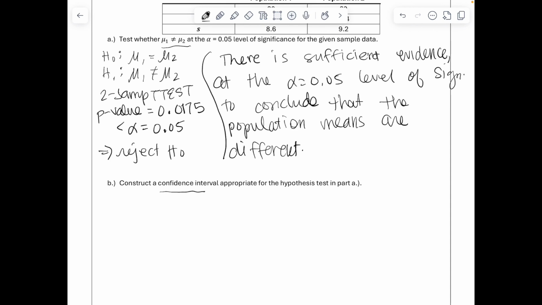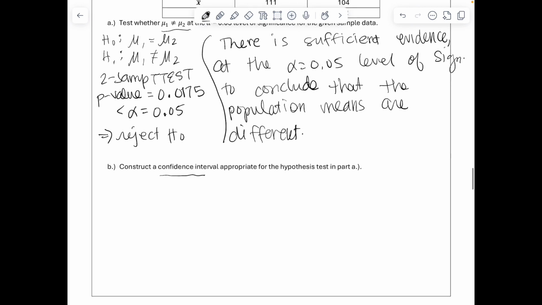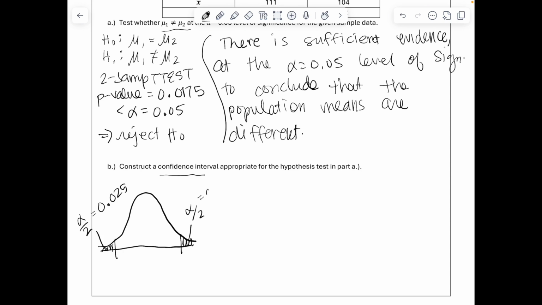Part B, which is right below, says to construct a confidence interval appropriate for the hypothesis test that was done in part A. So the first thing that we're going to do is draw our bell-shaped curve, our normal curve. And this time you will notice that we have a two-tailed test with that not equals symbol in our H1. So that means that we're going to have two tails here. And in each of these tails is going to be alpha divided by 2. Alpha was given to us as 0.05, and dividing that by 2, we get 0.025. That's going to go in each of these tails.